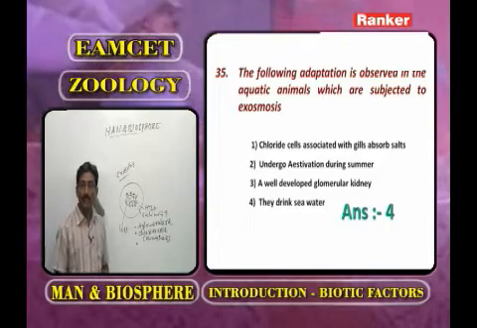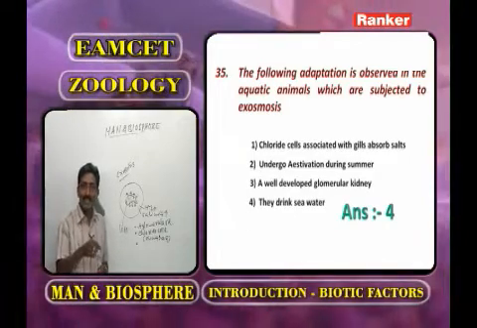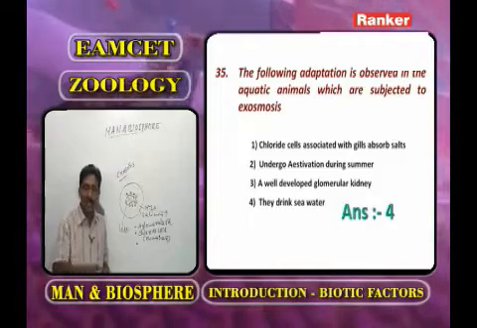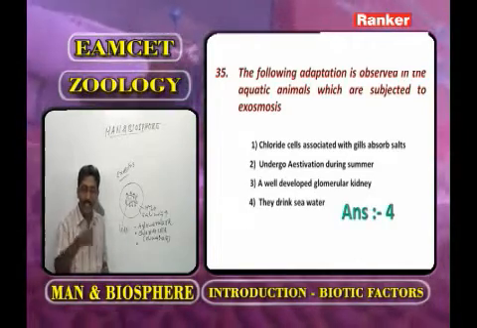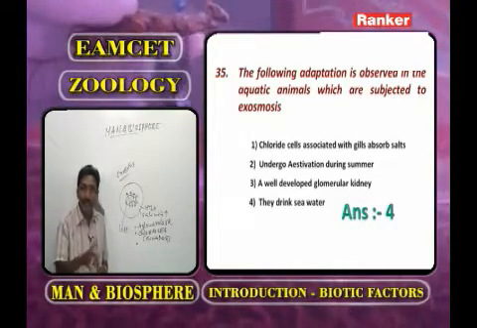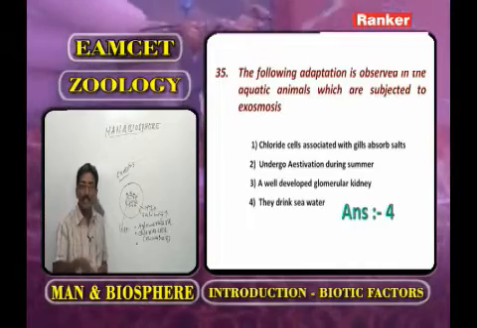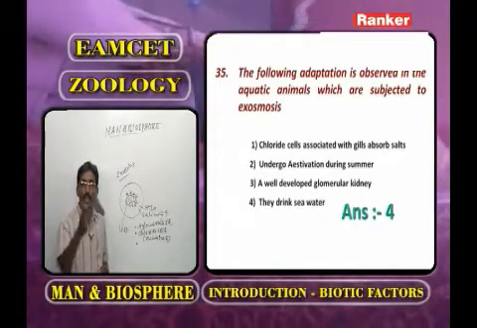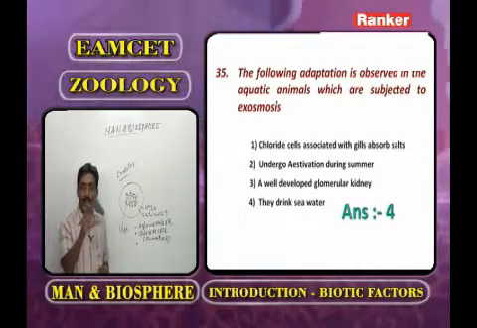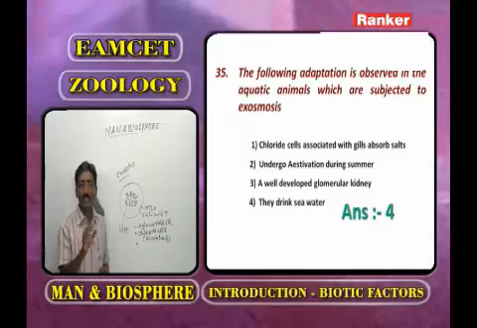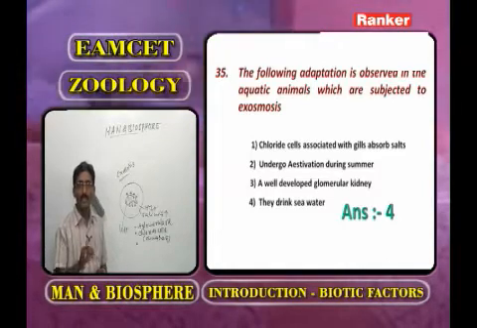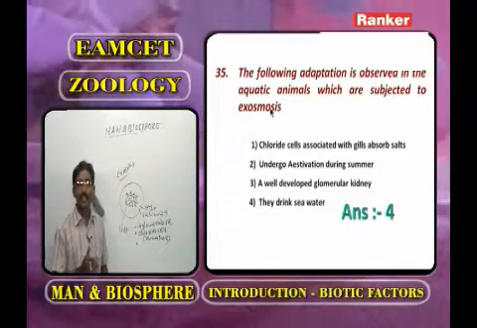Only the fourth one. Because of the exosmosis, the water comes out of the body. To compensate, the marine bony fishes drink more and more marine water. That is one adaptation. So the fourth is correct. We will discuss the remaining questions in the next class.